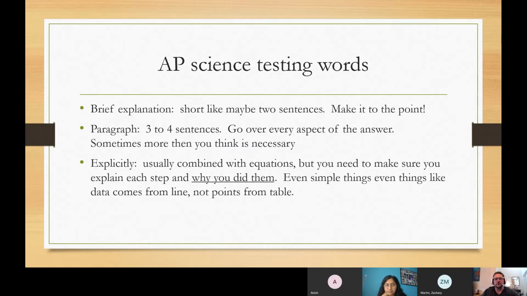AP science testing words, and these are words you want to make sure you have so that you're clear on what you're supposed to do for these words. So we've got brief explanation, which is a short, maybe like 2 sentences, make it to the point.